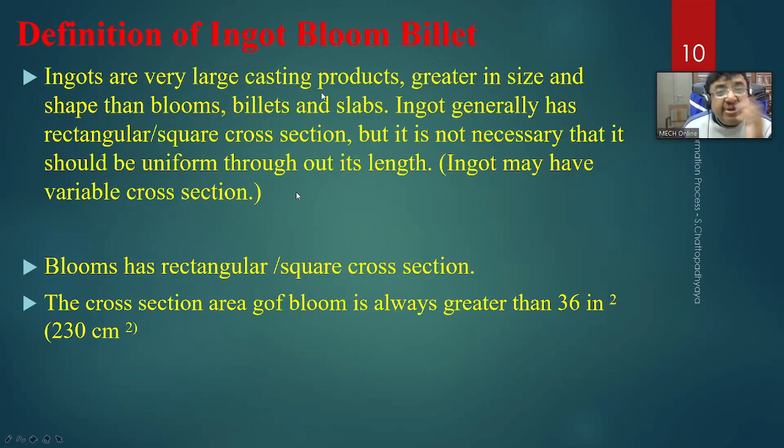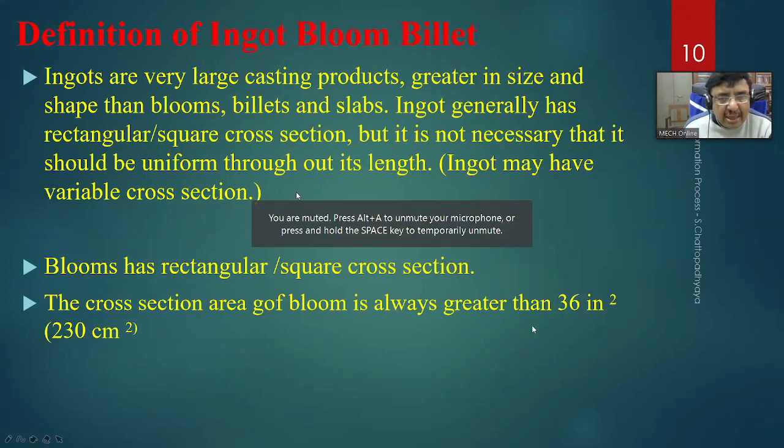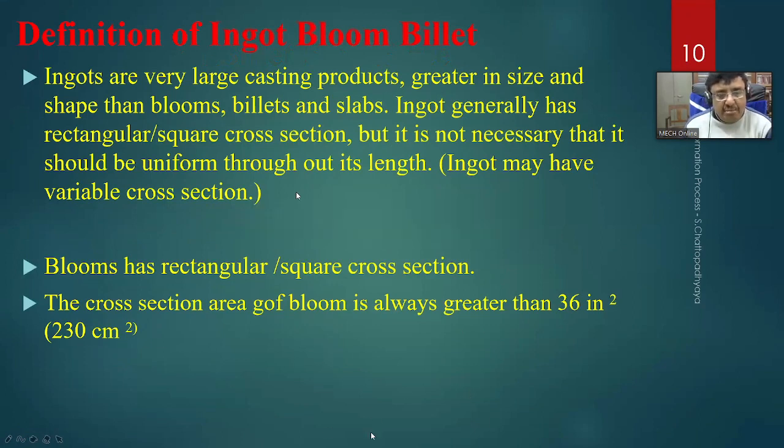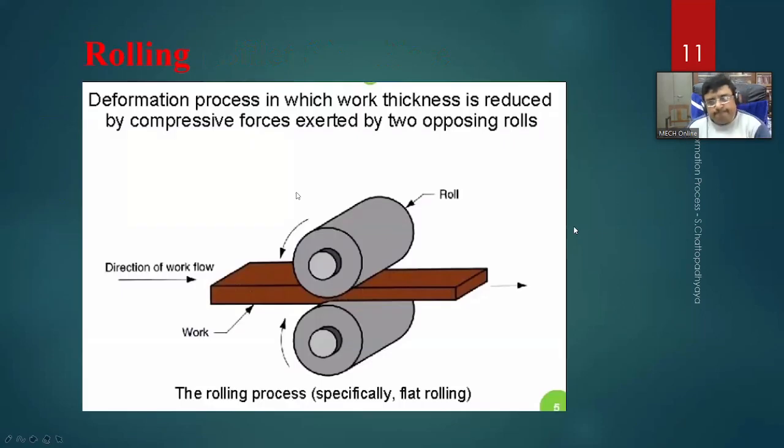And ingots are very large casting products, greater in size, as I have already told you. Blooms are rectangular, and the area is 36 square inch or 230 centimeters square. Greater than that, it will be bloom. There are some spelling and typographic mistakes in the slides. Any question till now? Try to understand the business of hot working or deformation process.